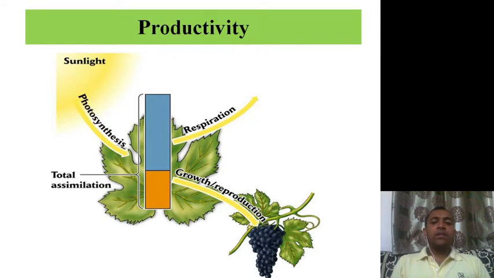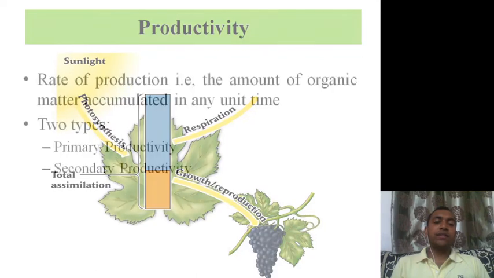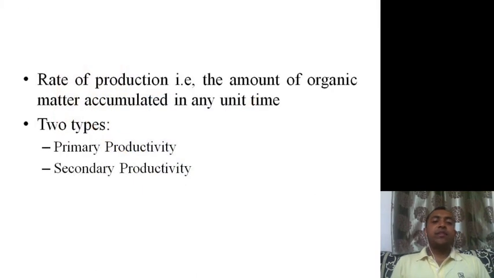Hello everyone, today we are going to talk about the productivity of an ecosystem. So productivity basically means the rate of production. When we talk about productivity of an ecosystem, there are certain terms which are directly related to productivity. Those are sunlight, photosynthesis, respiration, total assimilation, growth and reproduction. So it is basically the rate of production, that is the amount of organic matter accumulated in any unit time.